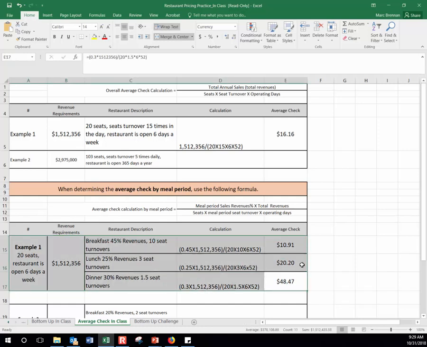So what I now know is that my average check at breakfast needs to be $10.91. My lunch average check needs to be $20.20, and my dinner needs to be $48.47. So instead of the $16.16, you'll notice that it's quite different based on meal periods. Using this information, I can now look at my menu prices for breakfast, my menu prices at lunch, and my menu prices at dinner, and find out whether or not I can actually reach these goals. And if I can't, do I need to play with my pricing slightly in order to meet this revenue requirement?